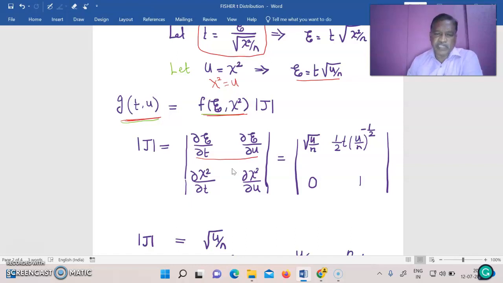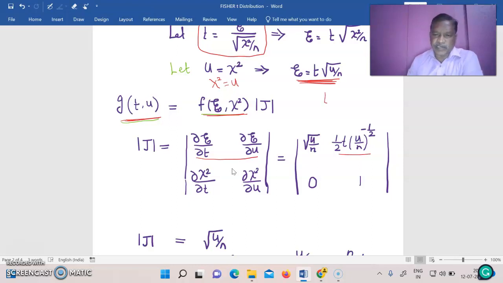So ∂ψ/∂t, then ∂ψ/∂u. Differentiating ψ with respect to t gives square root of u by n. Similarly, when you differentiate ψ with respect to u, we get 1 by 2 into t times (u by n) whole power minus 1 by 2.